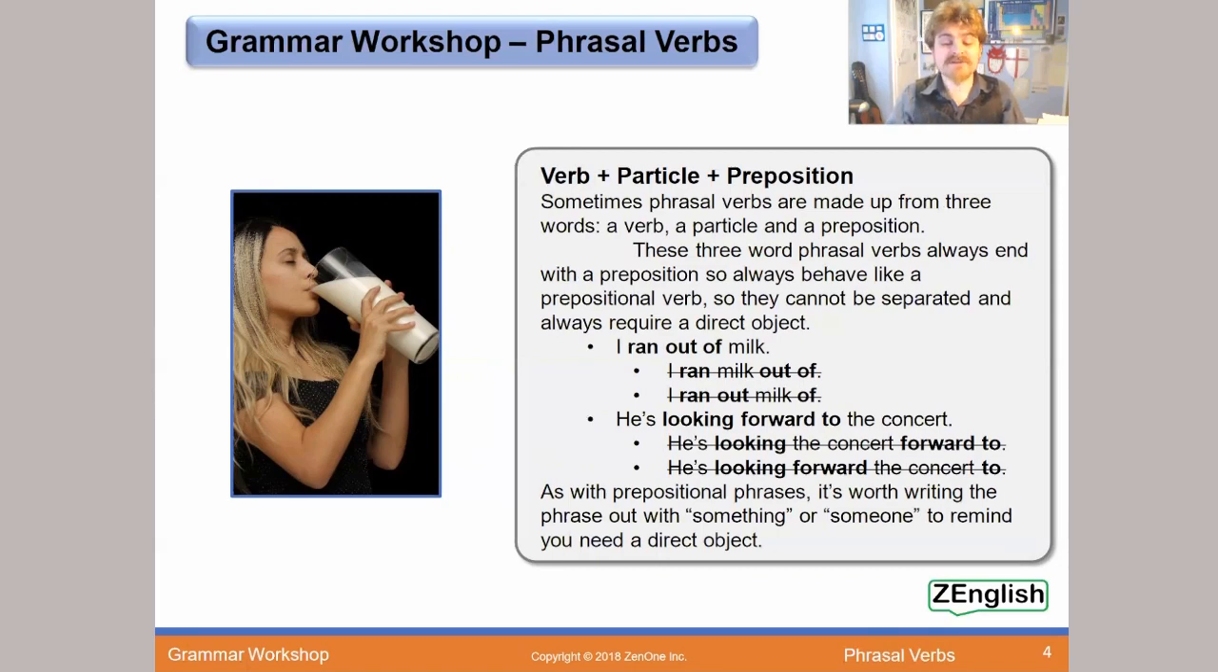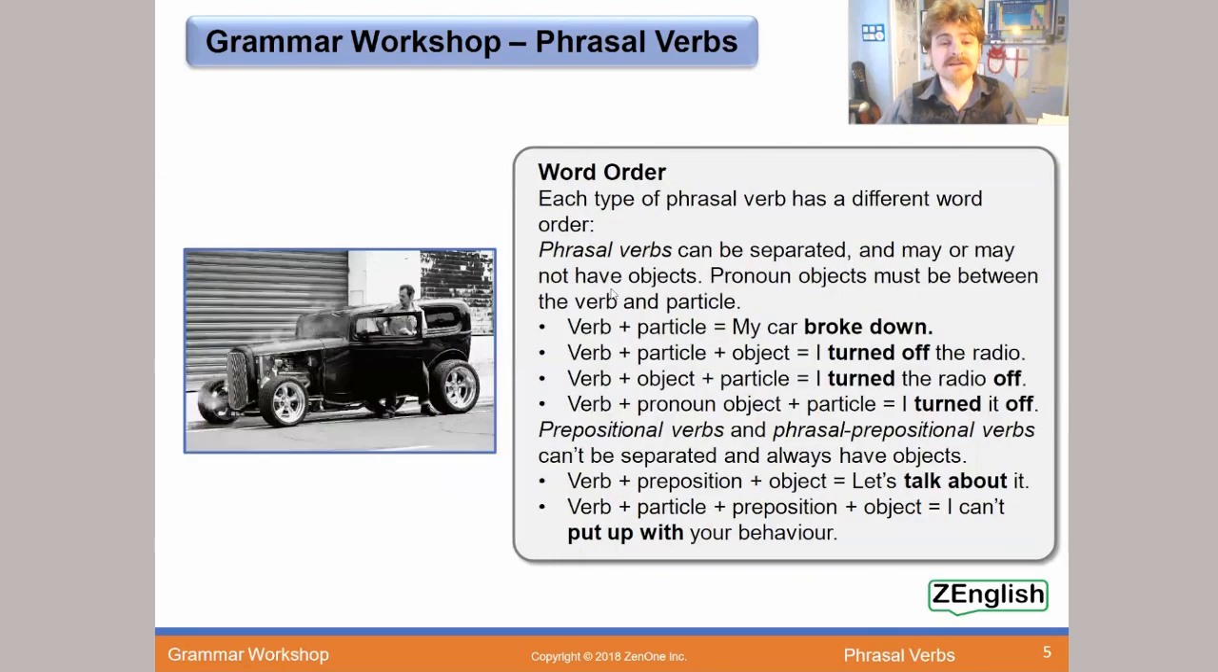So as with prepositional phrases, it's worth writing the phrase out with something or someone to remind you that you need that direct object. All right, so let's just go over the word order for this. Okay, so each type of phrasal verb has a different word order. Phrasal verbs can be separated and may or may not have direct objects. Pronoun objects must be between the verb and the particle.